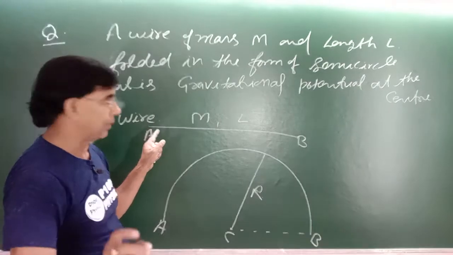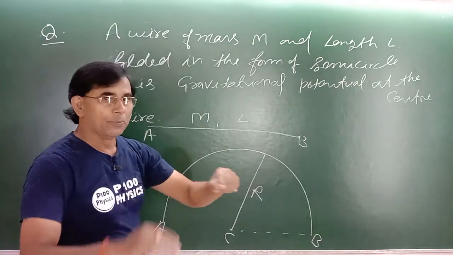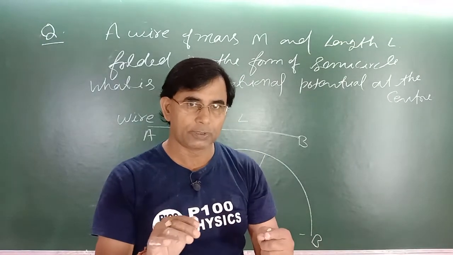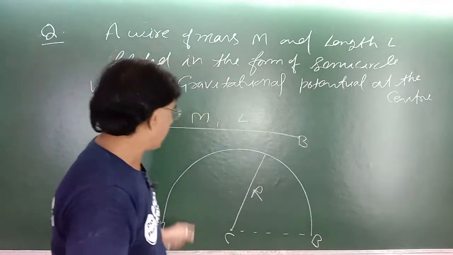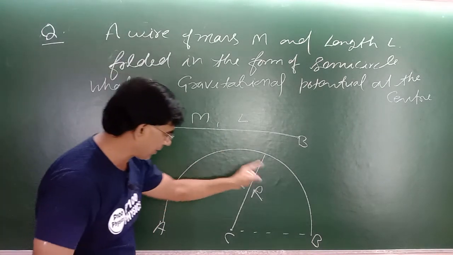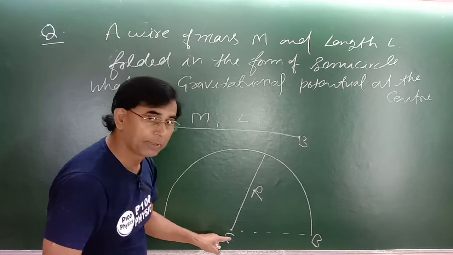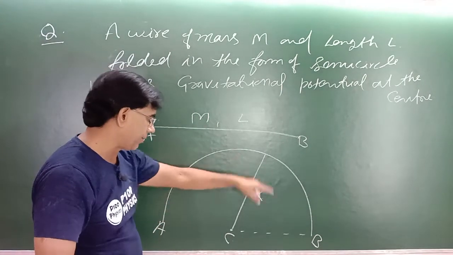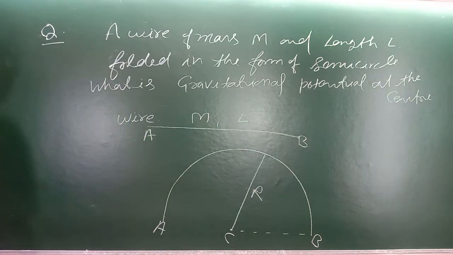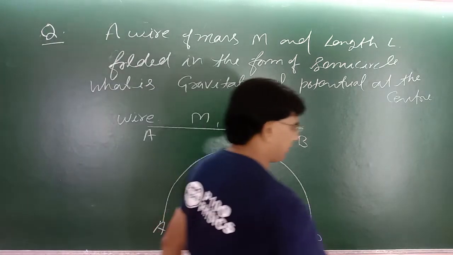Taken a wire AB, folded in the form of a semicircle. You have to determine the value of the gravitational potential of this wire at the point C. Now check your answer. What will be the answer of this question?